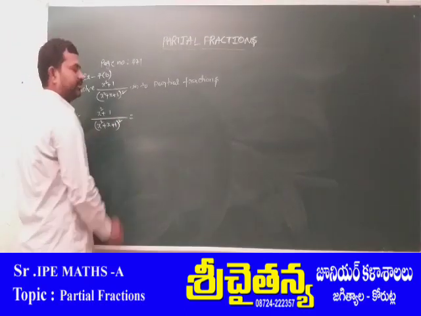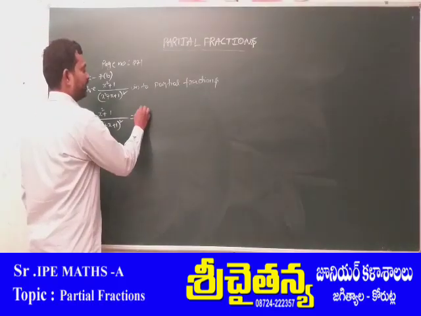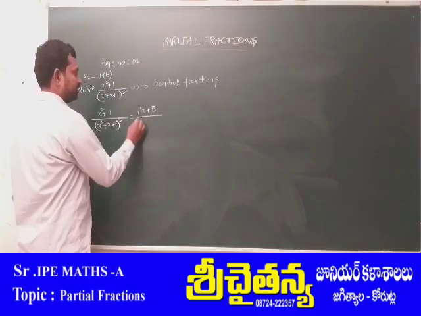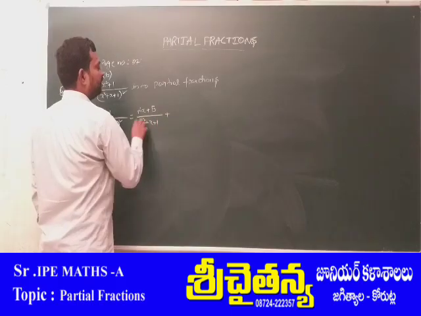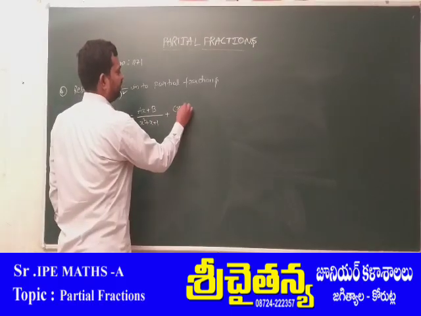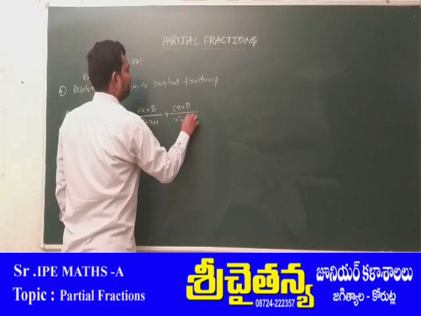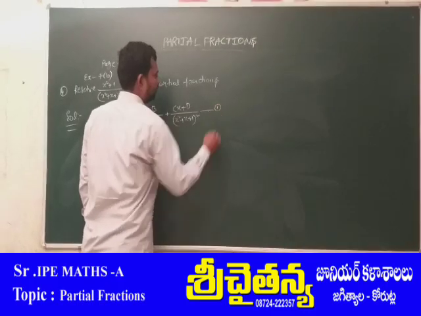This can be written as in rule 4. How many times here? Ax plus b by first time, that is x square plus x plus 1, plus next constant, you take cx plus d by x square plus x plus 1 whole square. So keep this as equation number 1.